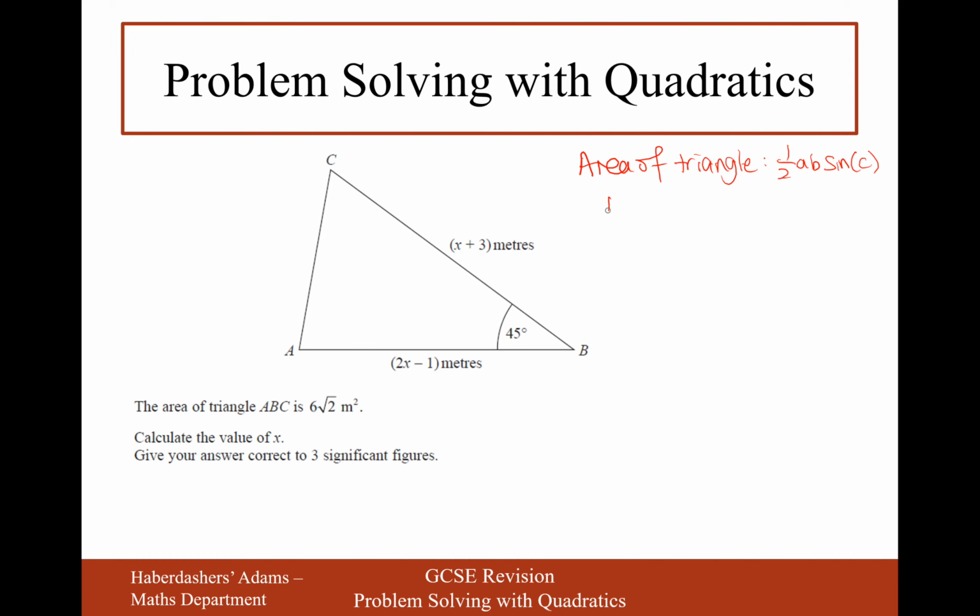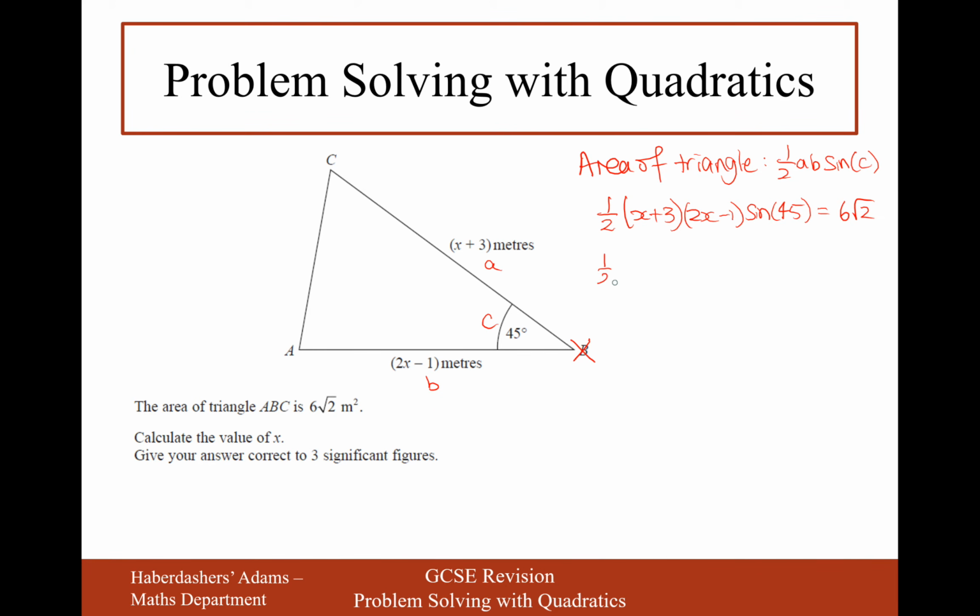So, in this case, it's going to be a half times a, we'll call this side a, this side b, and this angle here capital C. It doesn't matter that b is in this corner here, we can call the angle whatever we like. So it's going to be a half times x plus 3 times 2x minus 1 times sine 45. If you're brave enough, you can work that out on your own. That's going to equal 6 root 2.